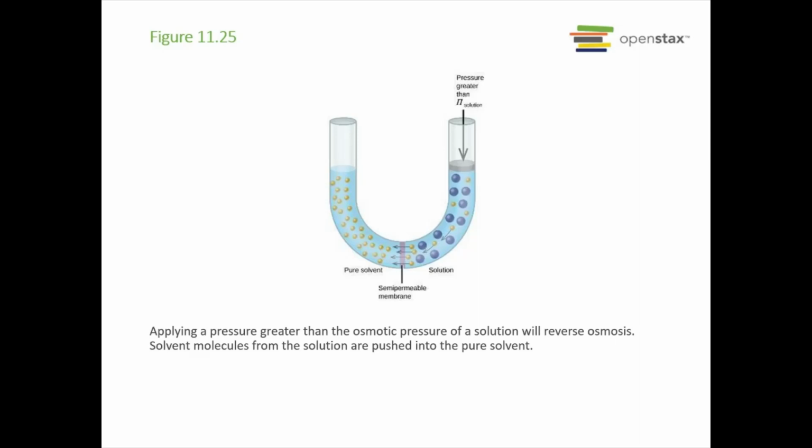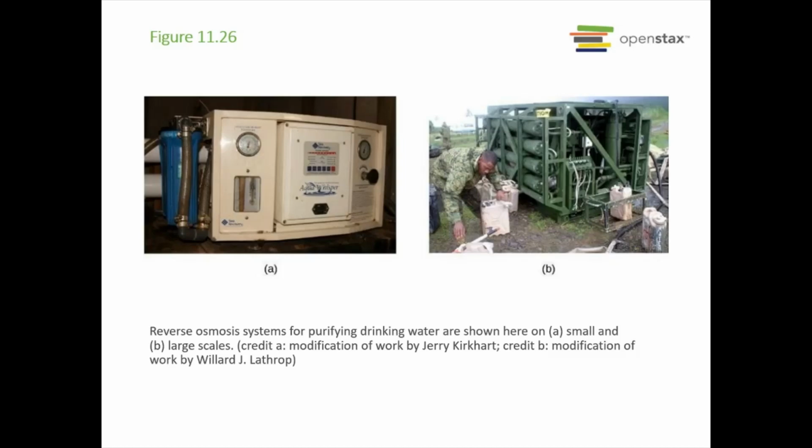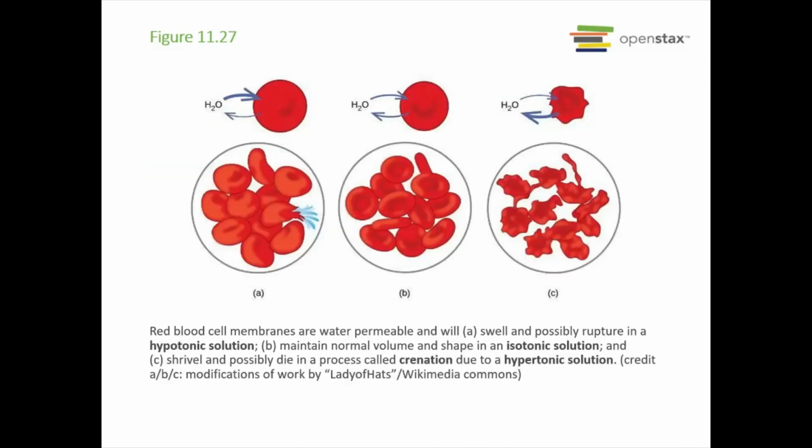So this is just showing the process of reverse osmosis. Here's a couple of systems. A, small scale, that's what you might have in the house. Nowadays you can get even smaller systems. And B, large scale, which is often used in military or in humanitarian efforts.